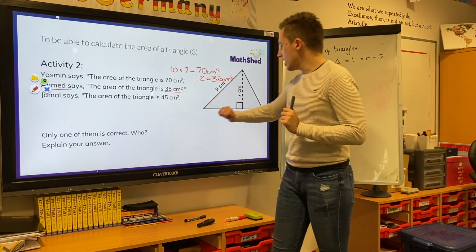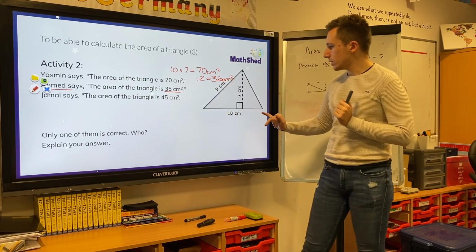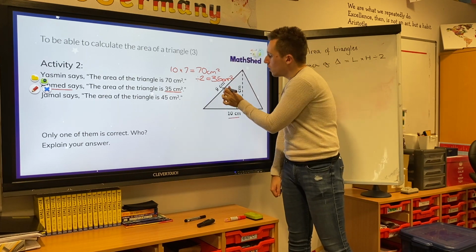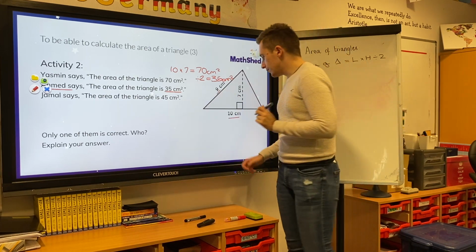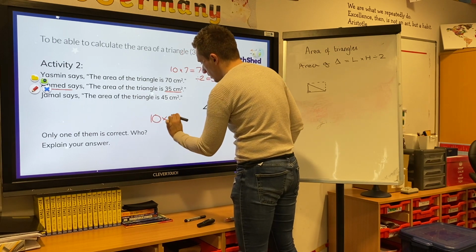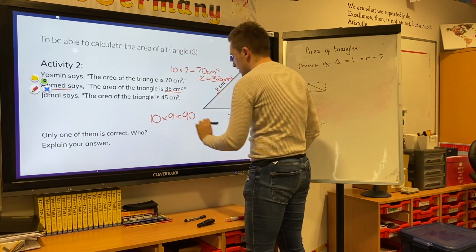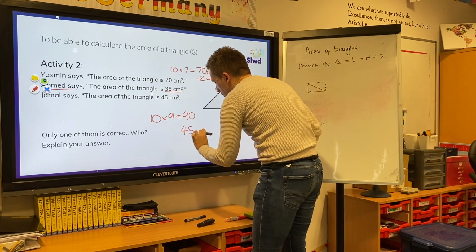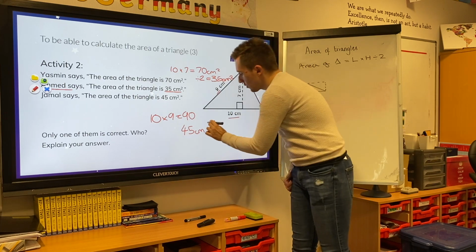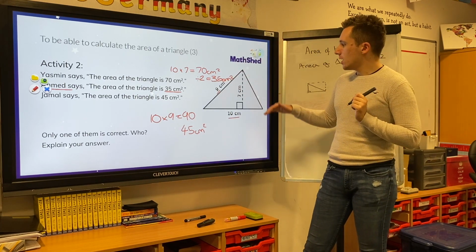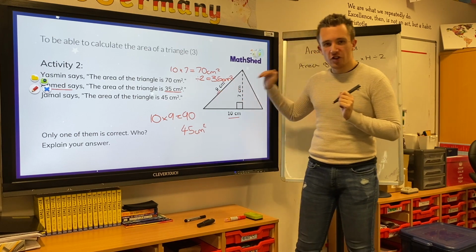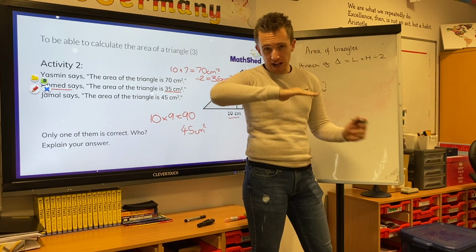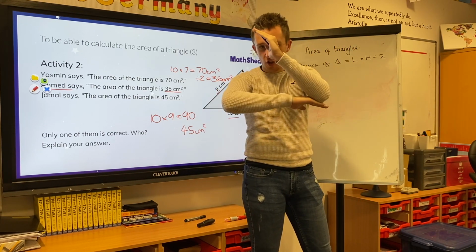Jamal. Jamal says the area of the triangle is 45. What Jamal did is Jamal did the length and timesed it by that side. 10 times 9 is 90. Then he halved it, which is 45 centimetres squared. He used the wrong side. Remember, it is length times height. Base length times height, not the sloped side.